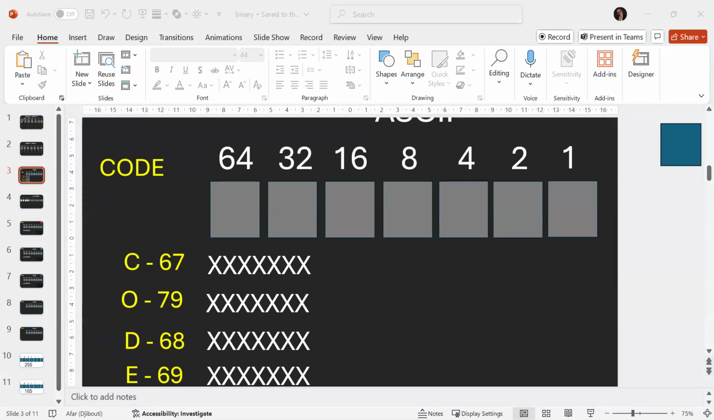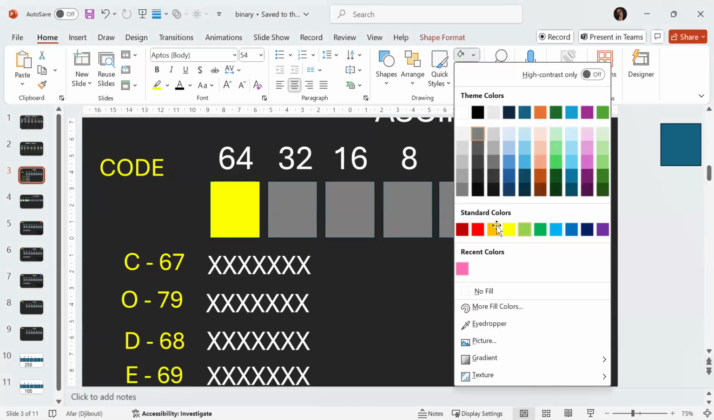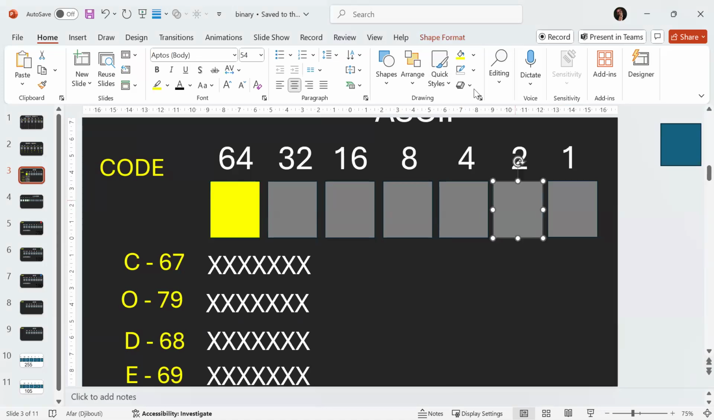Okay, somebody said 64, 2, and 1. Very good. We all agree it is 64, 2, and 1. So what we are going to do is turn on 64. Let me use yellow to mean on. We turn on 64, we turn on 2, and we turn on 1. Every other thing will be off. Anywhere you see yellow, it is 1. Anywhere you don't see yellow, it is 0. So this is the combination.